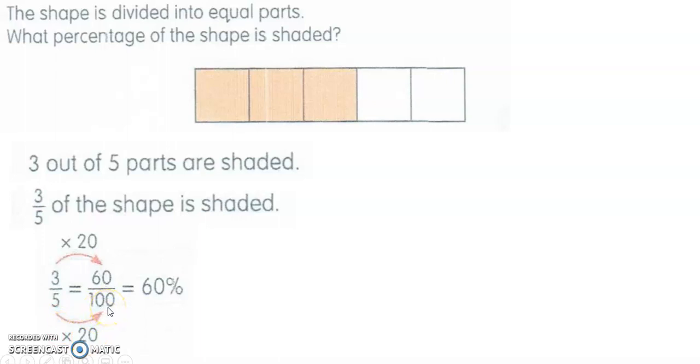We did that because we need a fraction with a denominator 100, because you know that percentage means out of 100. Always percentage means out of 100. So 60 over 100 equals 60%. 60% of the shape is shaded. Now we can describe the shaded parts of the shape by saying 60% of the shape is shaded.